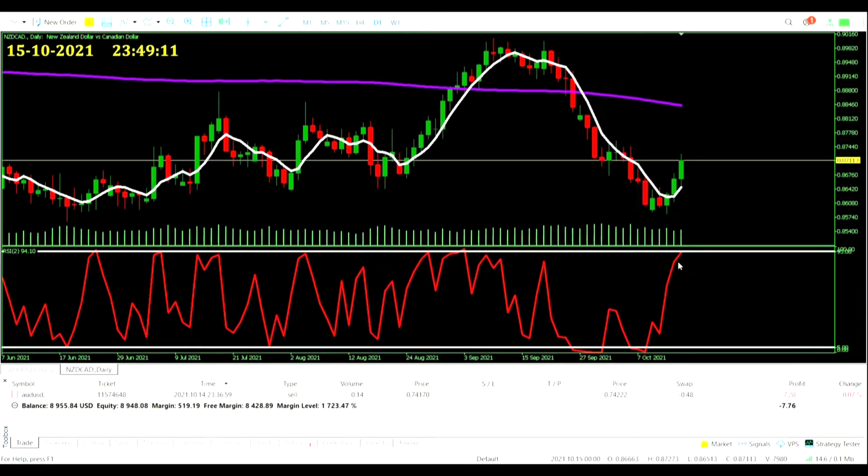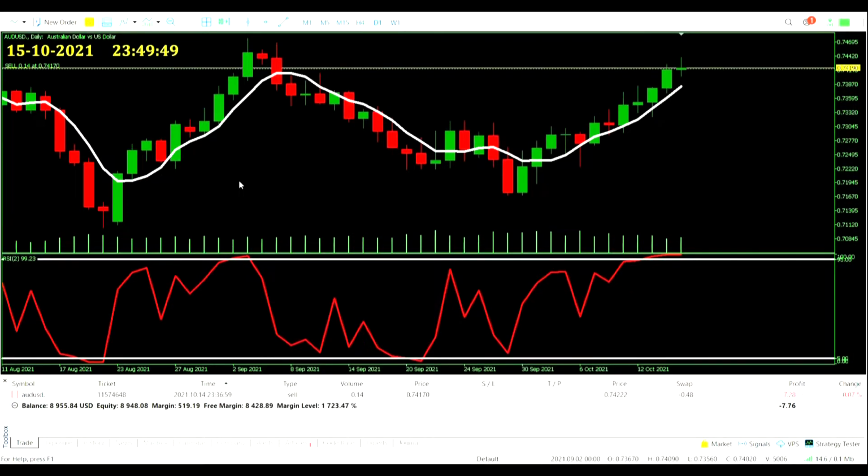New Zealand dollar, Canadian dollar, so close to a signal here. Price comfortably below our 200-period moving average. And the RSI, it looked like it might have been in overbought territory, but it's not. The RSI currently reading 94.1. Almost there. One more green day should see it. But that does mean no new signals for us.